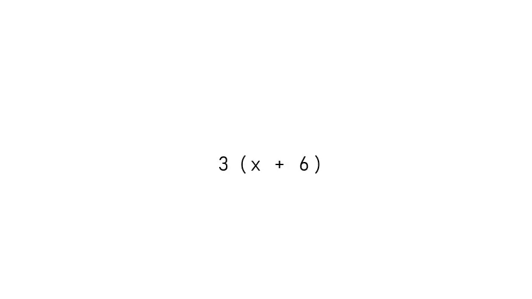Let's try another one. In this case, I have a 3 outside of the parentheses, and I have x plus 6 inside the parentheses. I begin by multiplying the 3 times the x, which gives me 3x, and then I multiply the 3 times the 6, which gives me 18. 3x plus 18 is our final answer.